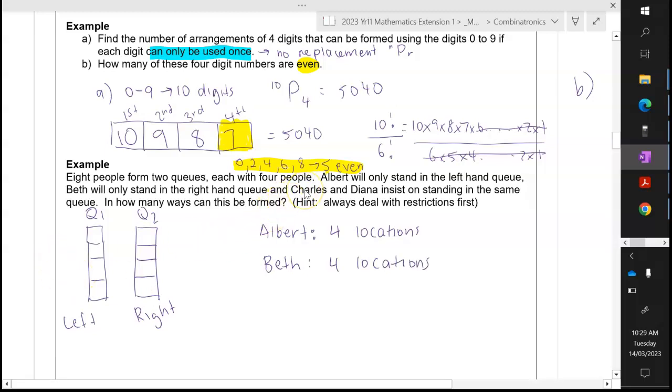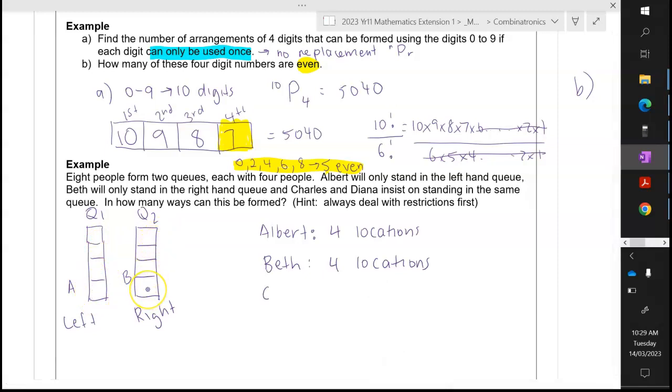Now, here's the hard bit to think about. Charles and Diana insist on standing in the same queue. In how many ways can this be formed? Okay, so we need to deal with these restrictions. And that's the hint. Always deal with the restrictions. Okay, so, and we've got to think, Albert's in one of these spots over here. So we might just chuck Albert over here and Beth's in there. So there's only 3 spots left here, or 3 spots left here.